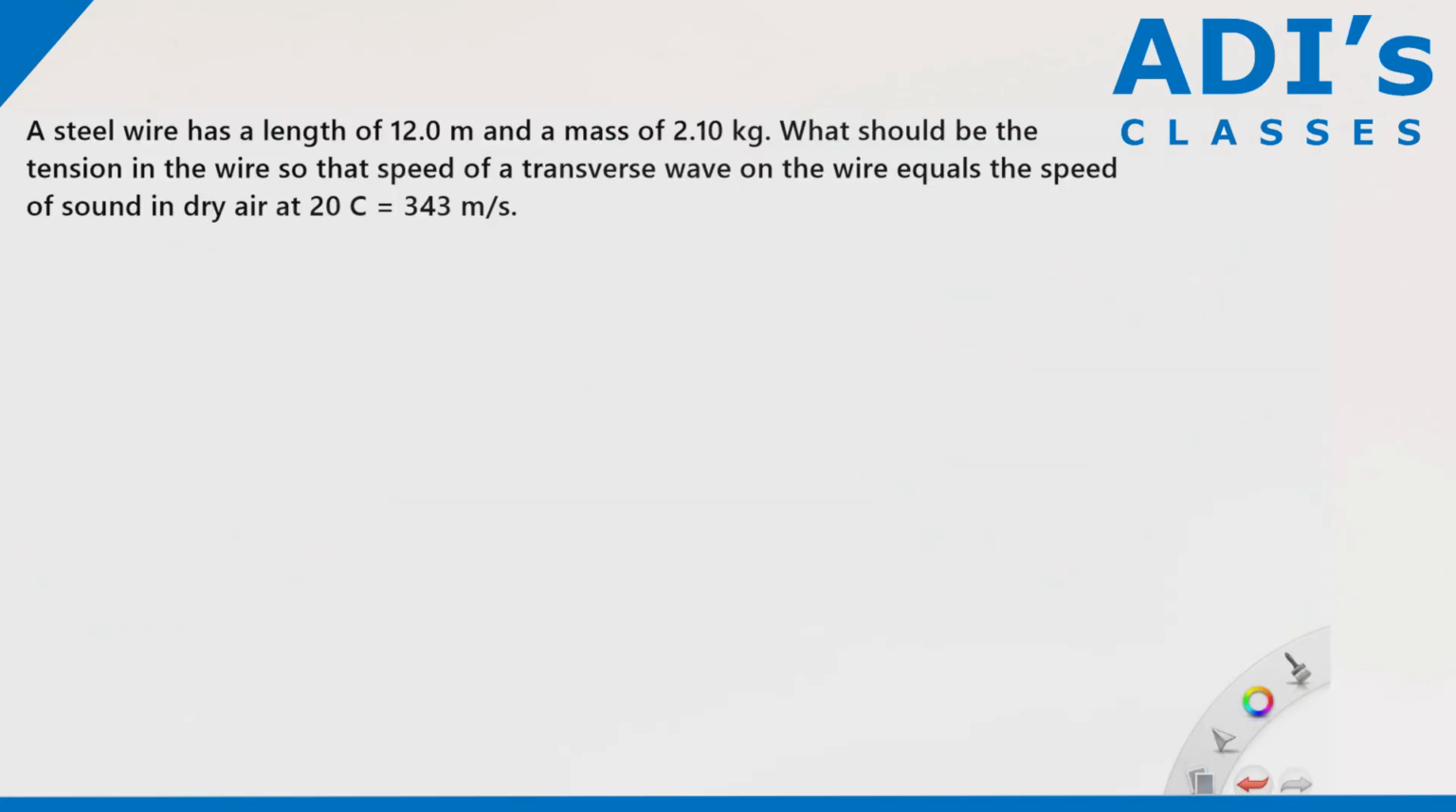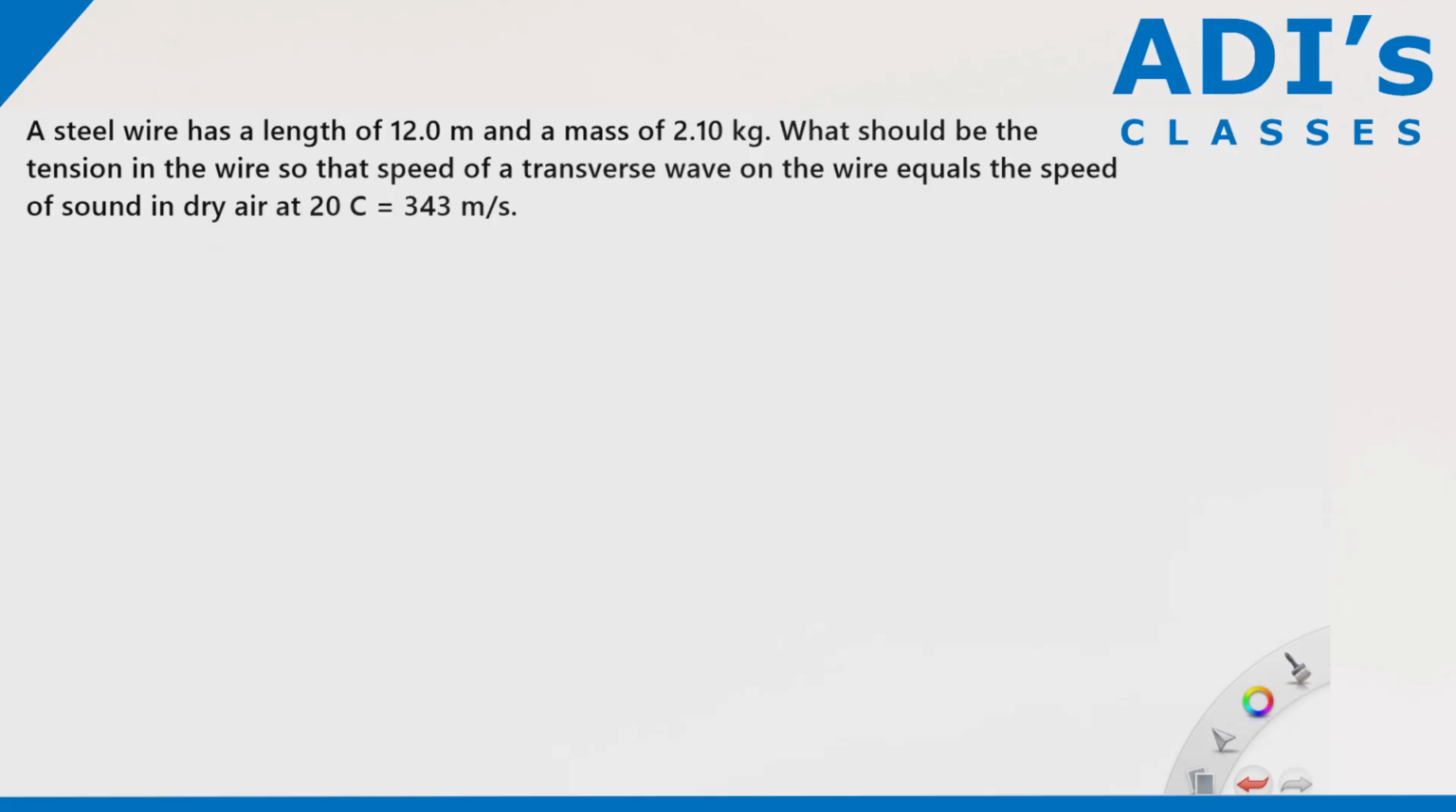Next one, you have a steel wire that has a length of 12 meter and a mass of 2.1 kg. What should be the tension in the wire so that the speed of the transverse wave on the wire equals the speed of sound in dry air at 20 degrees Celsius, which is 343?